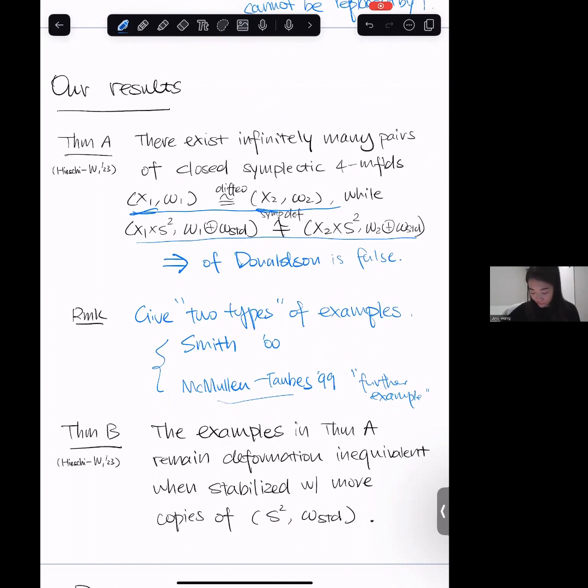Okay. And then once we show that one stabilization does not make your symplectic forms deformation equivalent, we may ask if we take more stabilization by this S2 and product symplectic form, whether that will stabilize your manifolds at least. And at least in the examples in theorem A, meaning the Smith and Taubes examples, they remain deformation inequivalent when stabilized with any copies of S2 and the standard symplectic form.